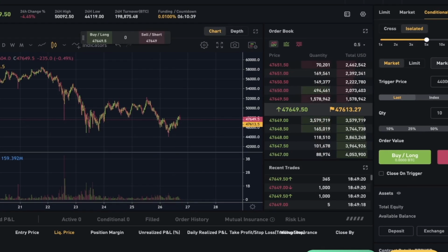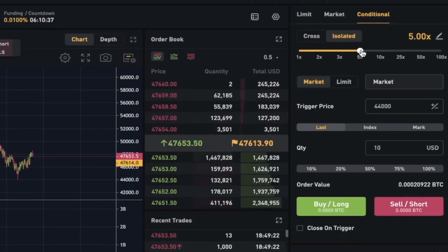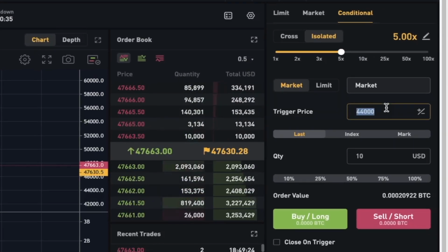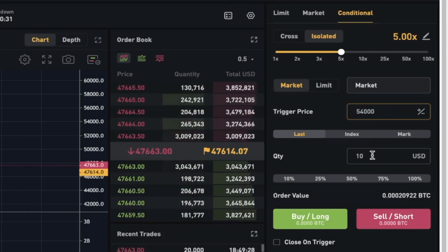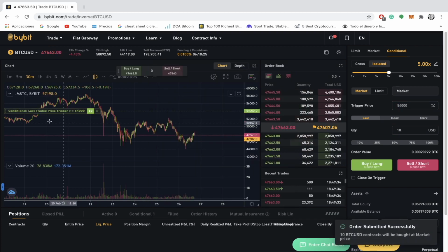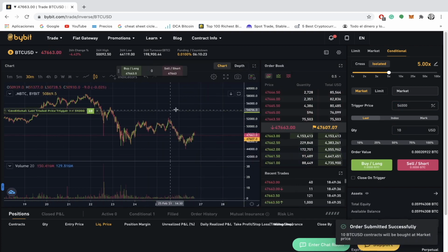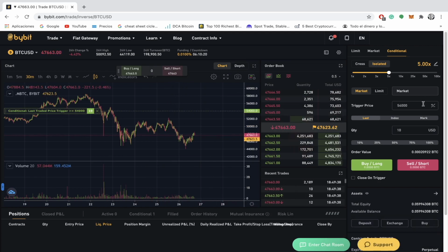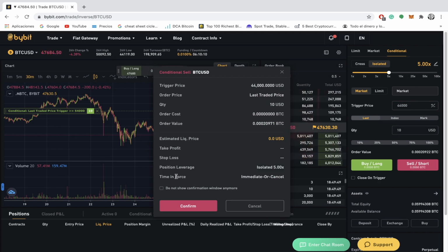So you would just go here to your order box, say we want to go with a 5x, and you want to buy at $54,000. Here, as you can see, the trigger price, and you want to go with $10 contract. You just place buy order here. You have your confirmation box, and as you can see, the bracket is here at $54,000. If you want to sell one at $44,000, you would just go with 5x, for example, place $44,000 and $10 contract, sell order, and here you have your confirmation box.